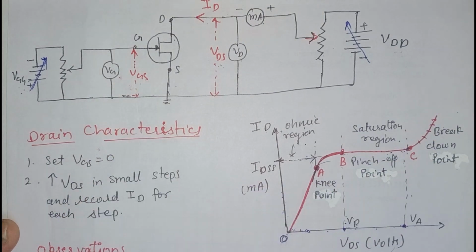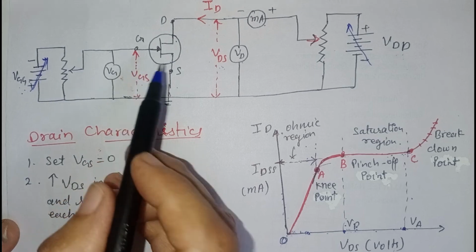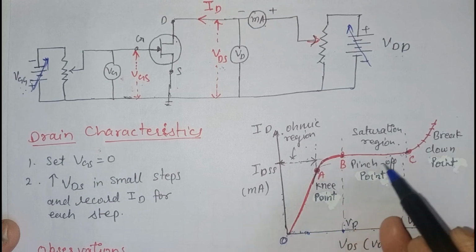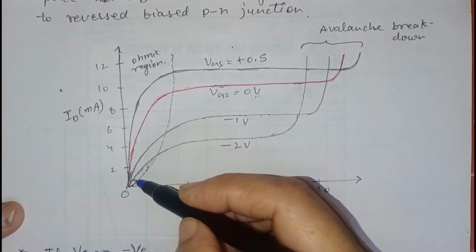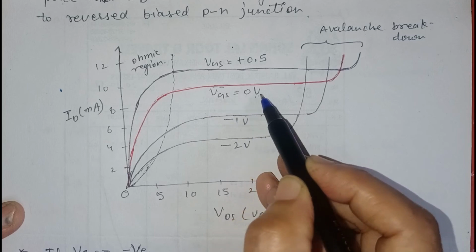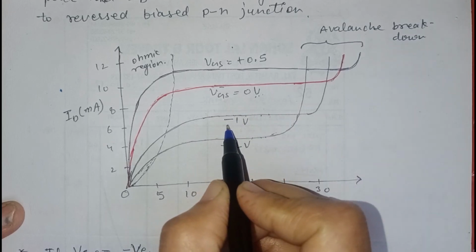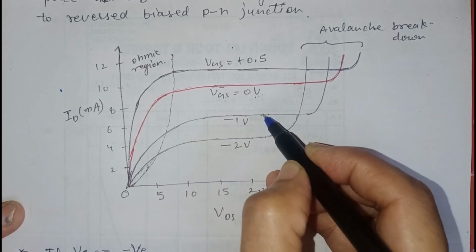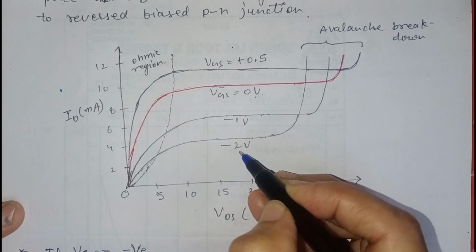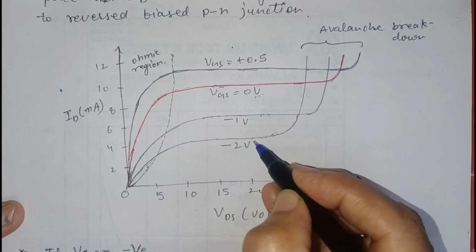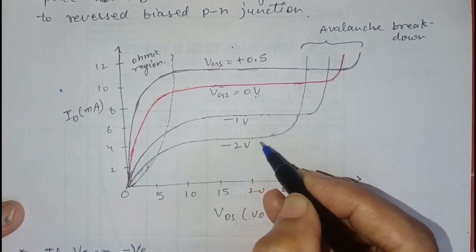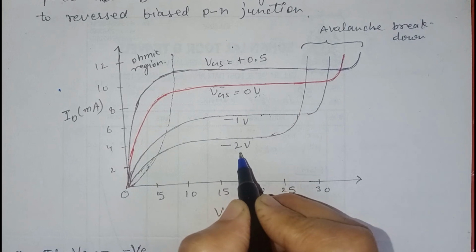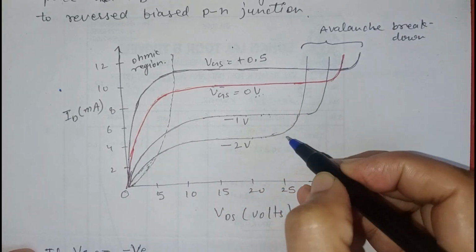Now we will see the effect of negative voltage at the gate junction. We will provide a negative voltage at the gate junction and see the changes in this graph. Here we can see this is the graph when VGS was equal to 0. Now we have provided minus 1 volt at the gate. We can see that this curve is shifting downward. And if we increase the negative bias, the shift is more. The curve is shifted more downward. So we can see here that if we provide a negative voltage at the gate, the avalanche breakdown comes earlier.